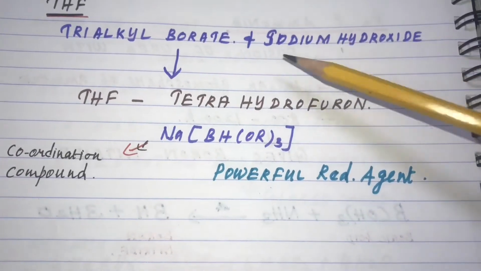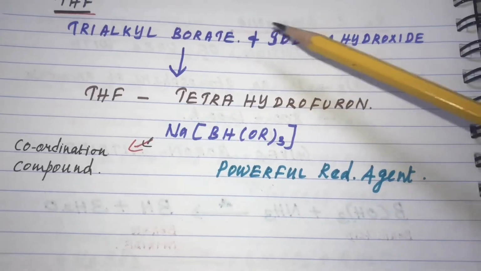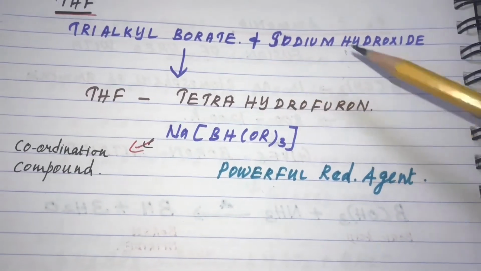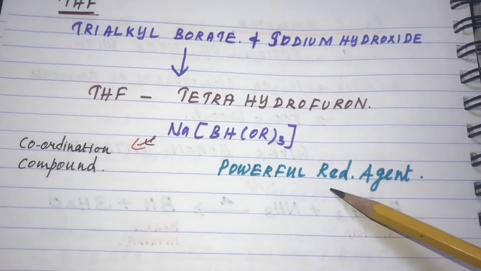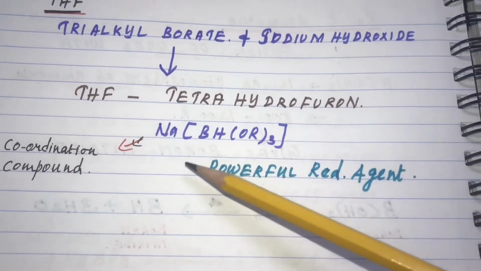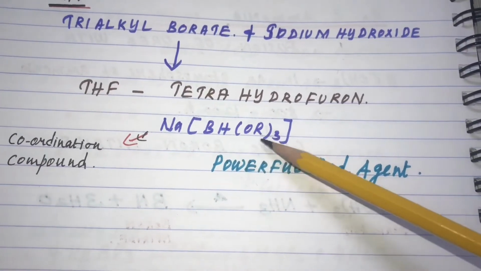So the resultant product in the ethyl borate test reacts with sodium hydroxide forming THF, tetrahydrofuran. It is a powerful reducing agent. The coordination compound is actually of the formula NaBH(OR)3.